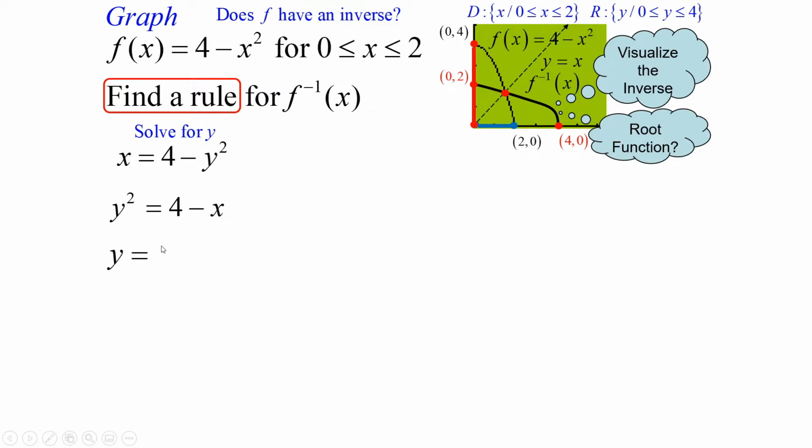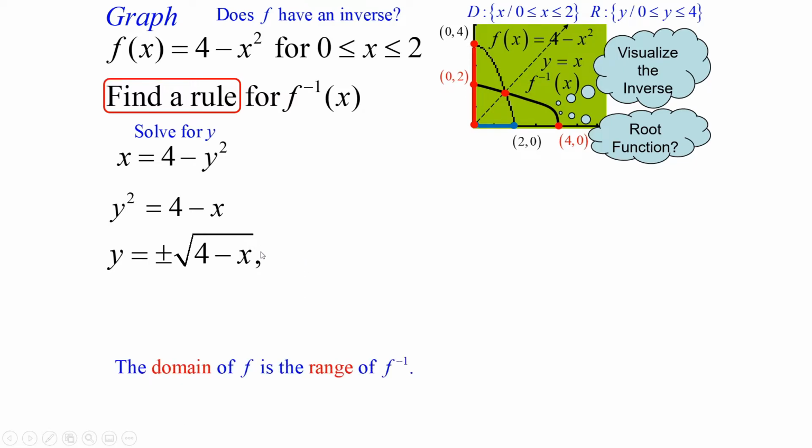And on this side, you need to remember both your positive and your negative root. So I'm going to put a plus or minus out front. And when I take the square root of 4 minus x, I'm going to write that exactly the way we just said it: the square root of 4 minus x. Now, I've got a comma there because I want to start talking about domain and range here.